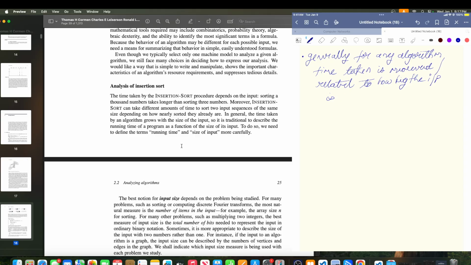Therefore, the running time of a program is defined as a function of its input. Hence, we say if x is the running time, and y is the input, then we can say the running time of a program is, so we say x is a function of y.